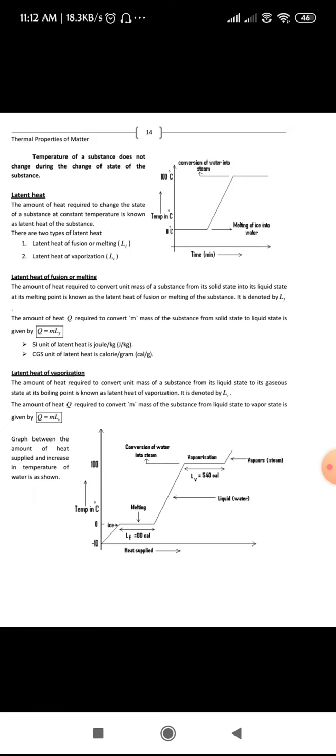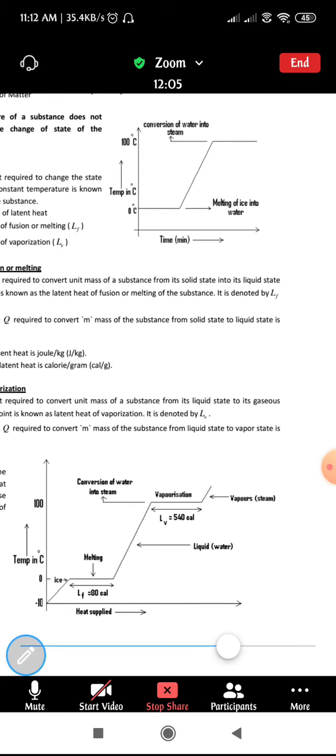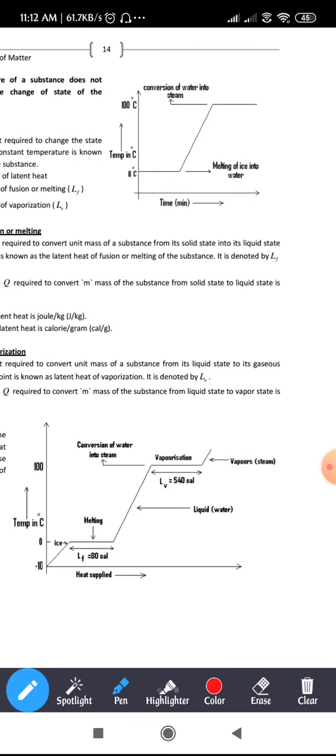From the graph you can see that the temperature has been taken on the y-axis and the time on the x-axis. Temperature is in degrees Celsius, whereas time is in minutes. You can see 0 degrees Celsius there, when you take ice at 0 degrees Celsius and convert that ice into water. From here to here, the ice has been converted into water.